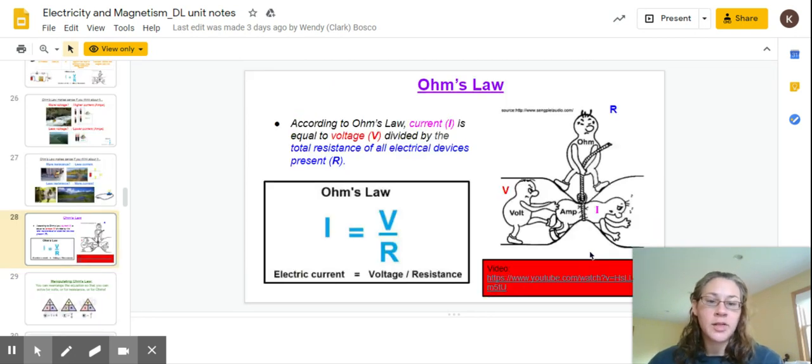Oops, jumped a slide there. Ohm's law. According to Ohm's law, current is equal to voltage divided by the total resistance of all the electrical devices present. So if you look at our little diagram, we have our resistance, that's your ohms, and we have our voltage pushing, that's the pressure behind the current, and then your actual current is there. So more pressure, it'll move faster, more resistance, it'll move slower. And there is a video here to watch, which we'll look at in a minute.